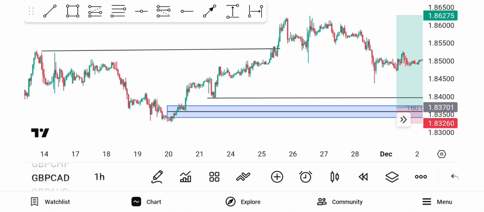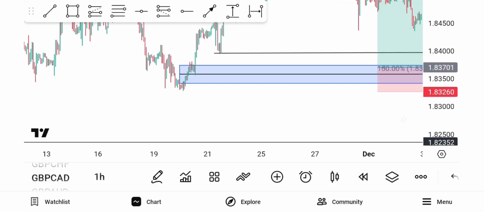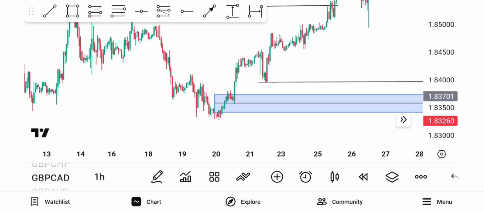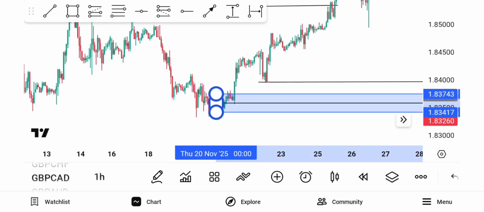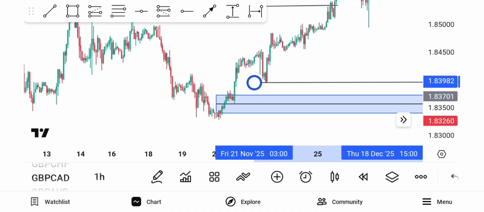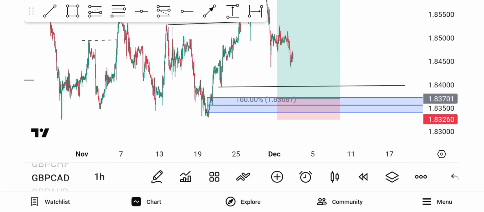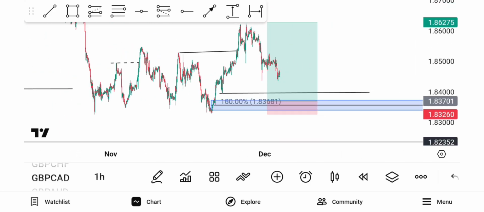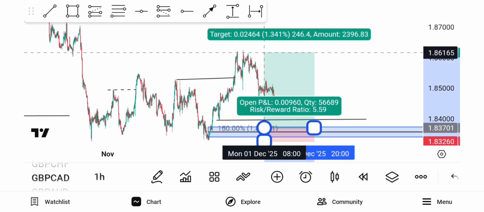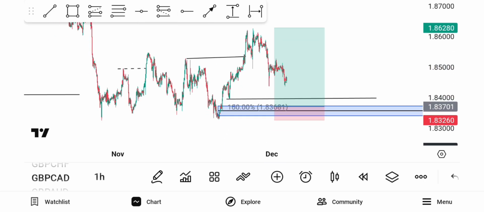So this is it. This is the order block here. Boom. And the liquidity is here. So this liquidity needs to be taken out before the order block will be valid. So that's my expectation on GBP CAD. I know this price is volatile, so I'm also doing this analysis.